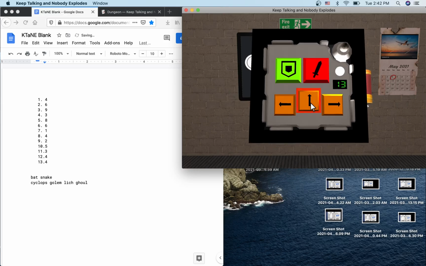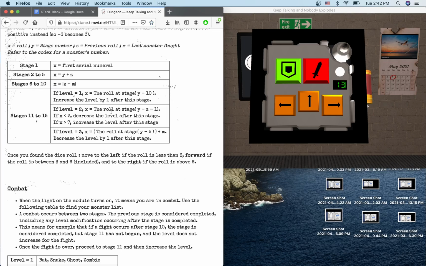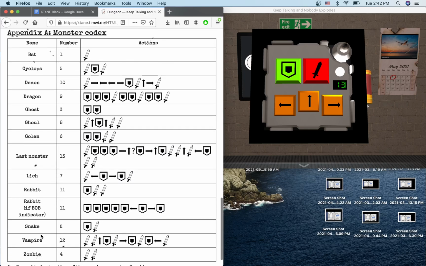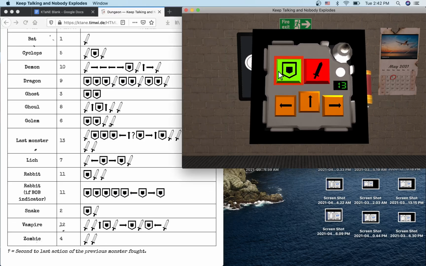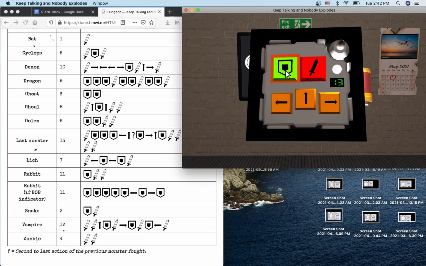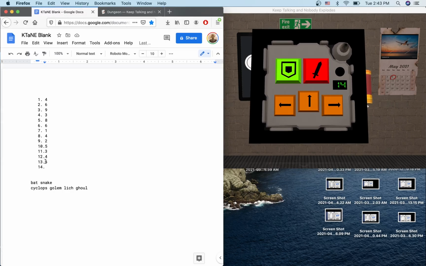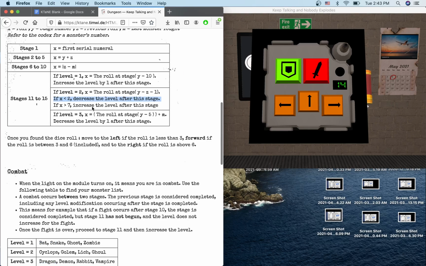We go forward. And this is a good example of what I meant about running out of monsters in the list. Our level has not changed. However, we are trying to fight a monster in level 2. We fought all of them, so we need to move up to level 3. It's going to be a dragon, which is going to be 3 blocks, a sword, 2 blocks, a sword, 2 blocks, and a sword.